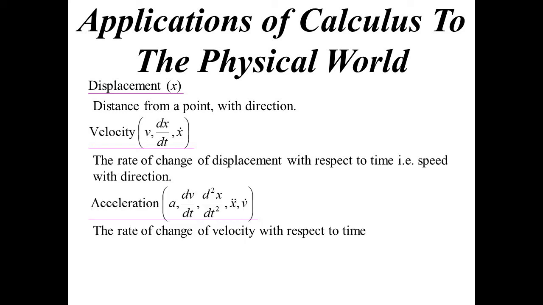And then we have acceleration, which we could write as a, but it's the rate of change of velocity with respect to time, so we could write it as dv/dt. We could write it as the second derivative of displacement with respect to time, and using the dot notation then it could be x with 2 dots, or velocity with 1 dot. So rate of change of velocity with respect to time.